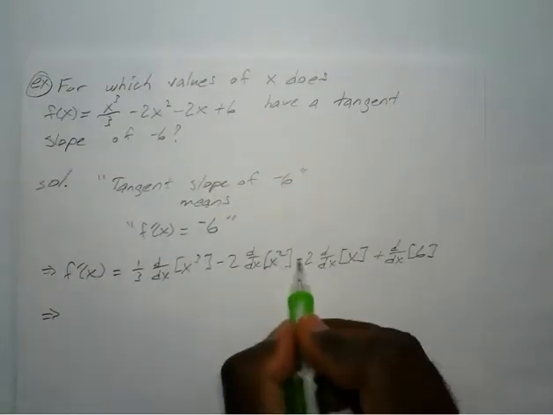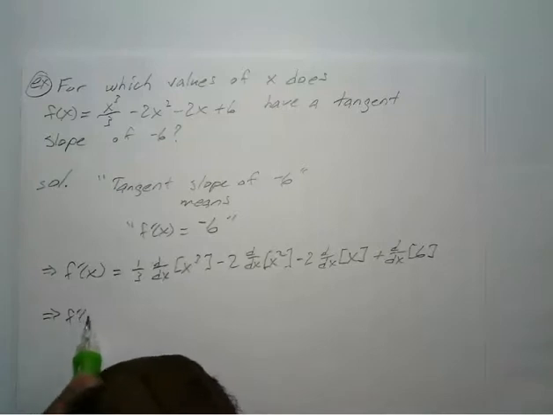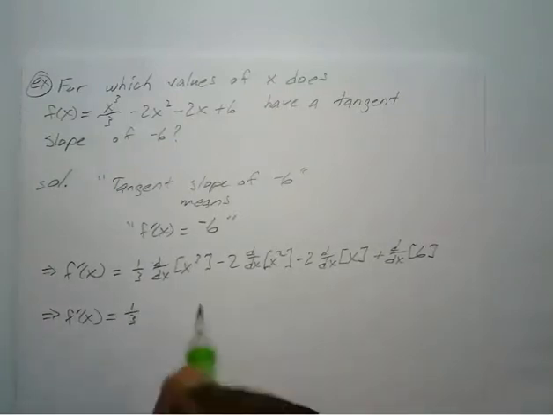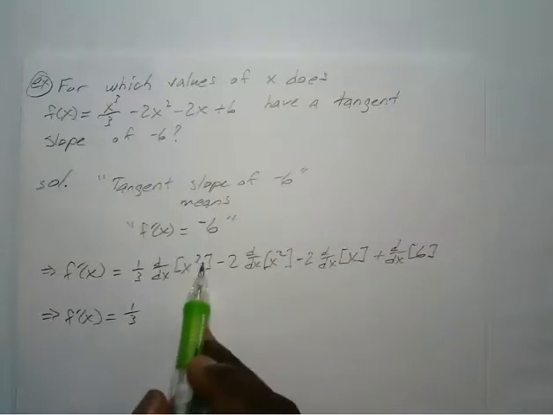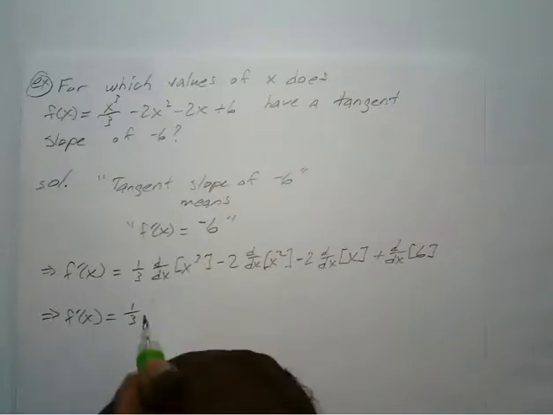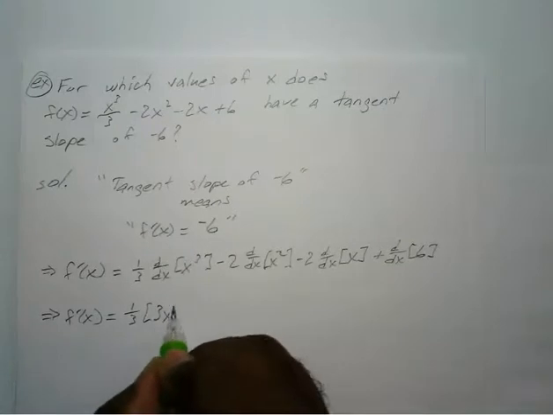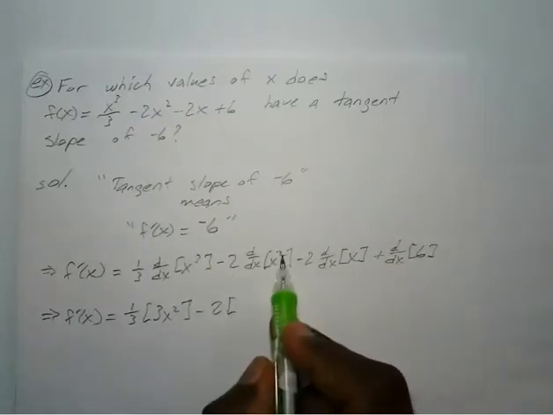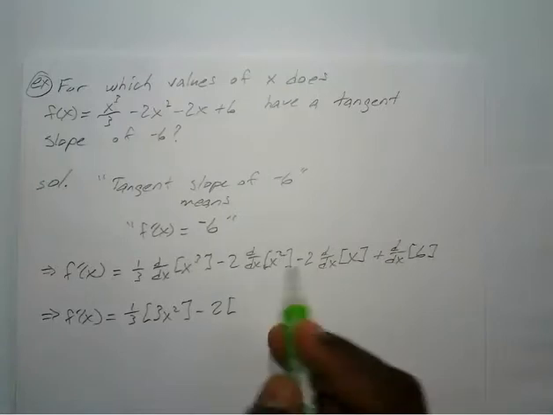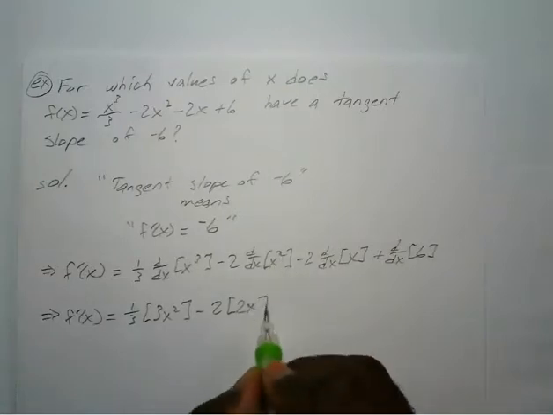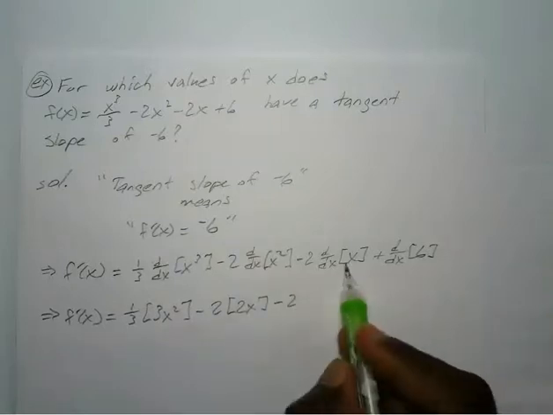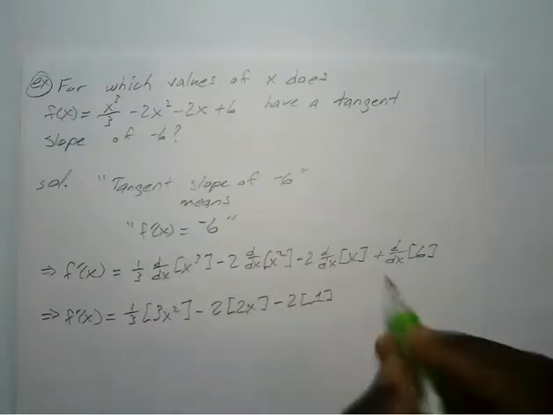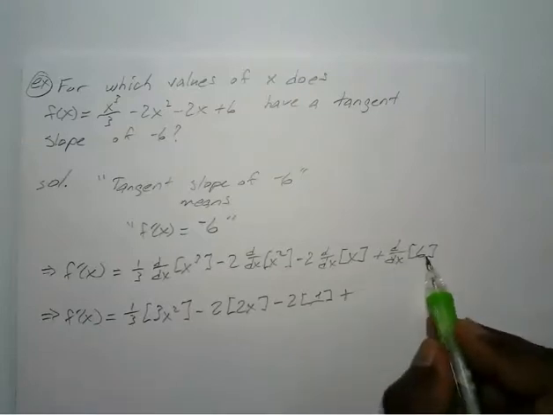Alright, so our f prime of x is equal to 1/3. Derivative of x to the third is 3x squared, because you bring down the 3 and subtract 1. So you have 3x squared minus 2 times the derivative of x squared, bring down the 2 and subtract 1, so that would be 2x. Minus 2, the derivative of x is just 1. Plus, and the derivative of a constant is just 0.